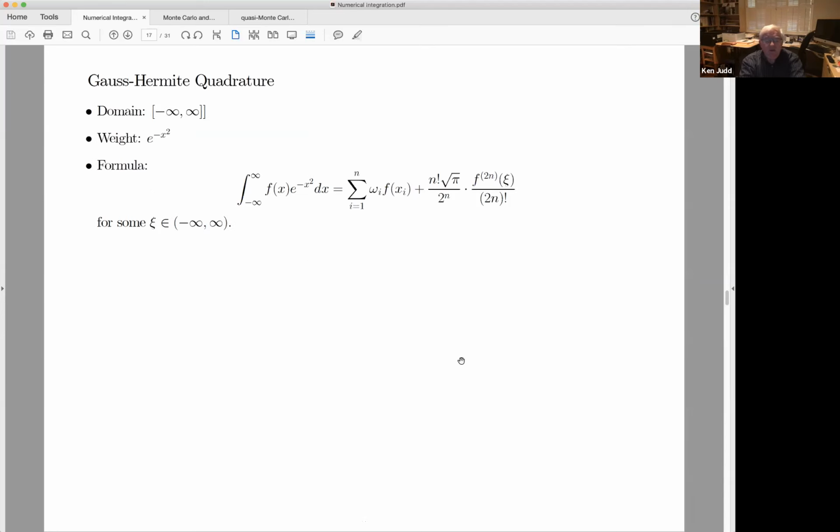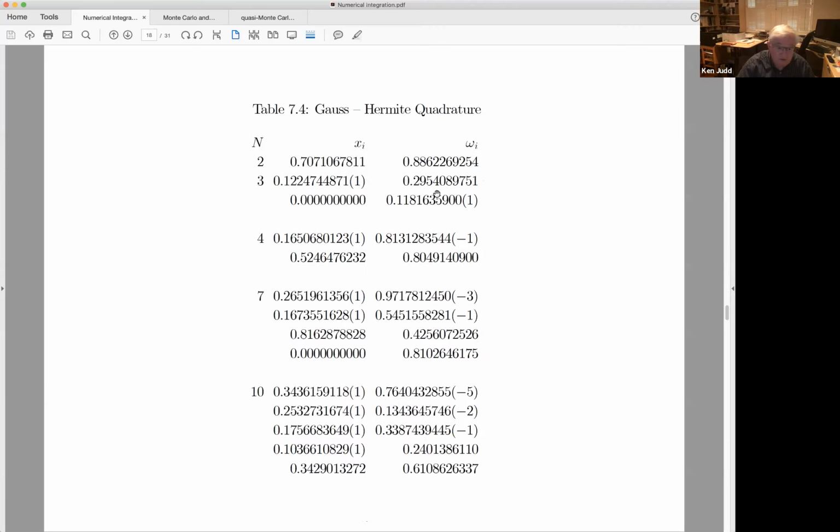Now, the next domain we're going to talk about is a double infinite domain. And this is the one with the Gaussian weight function. So this is, again, commonly seen. And here's the formula. If you're going to integrate f of x against e to the minus x squared, you have this finite sum, and then here's the formula for the error, which again is also going to go to 0 fast. Now here's the table of the quadrature nodes and weights.